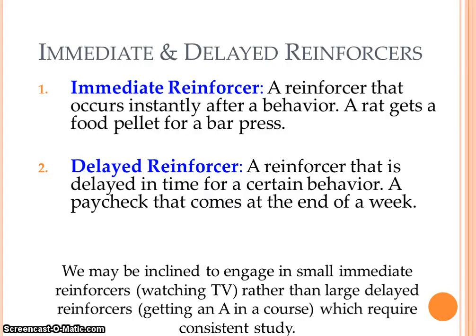You also have immediate and delayed reinforcers. An immediate reinforcer is a reinforcer that is given as soon as the behavior occurs. So for example, a rat is getting a pellet of food every time they press the bar, and that pellet of food is coming right after the bar is pressed. Whereas a delayed reinforcer is a reinforcer that is delayed in time for a certain behavior.